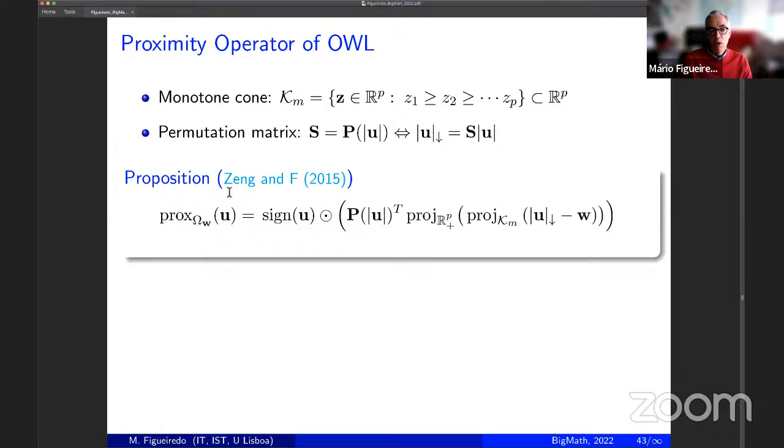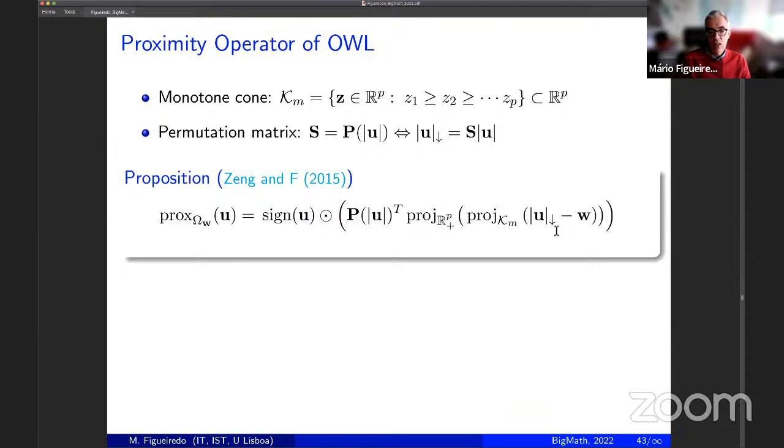So to compute the prox, all you have to do is very simple. You throw away the sign, keeping the signs of the components, you sort in decreasing order, then you subtract the weights of the norm, then you project back onto the monotone cone, because when you do this subtraction, you may violate this property since these W's are different. It's just a vector of numbers. Then you need to project back onto the first orthant, because you're dealing with non-negative quantities, since they are absolute values. Then you need to undo the permutation that led to this sorting. And then in the end, you put back the signs that you took.